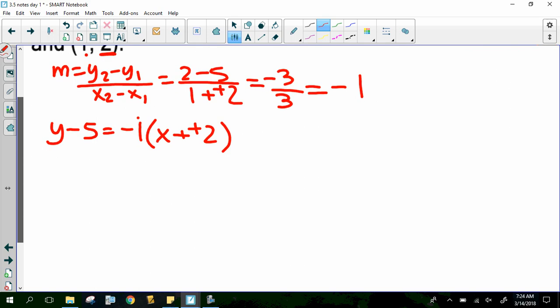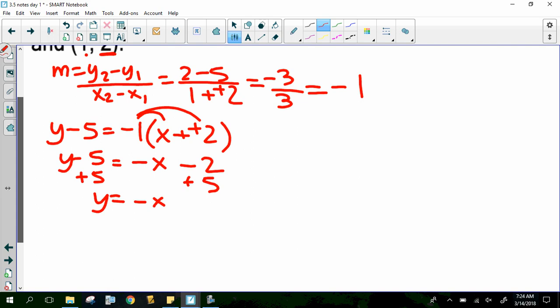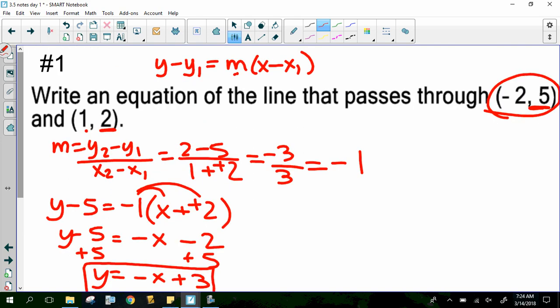So we are going to distribute the -1. So you get a -x minus 2, and y minus 5 is still over here. Then we're going to add the 5 to get y by itself. So I have y equals -x plus 3. And that's the equation of my line. Remember, I always want it to end in slope-intercept form, and that is slope-intercept. So again, to review, we were given 2 points. So we find the slope first and then plug them into point slope form. One of the points, doesn't matter which one you pick.